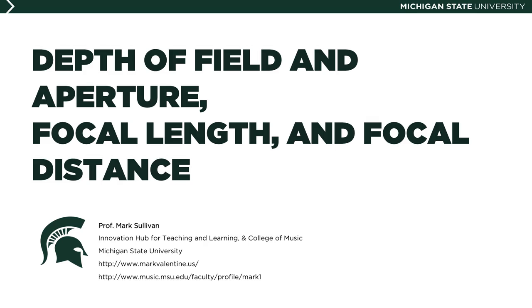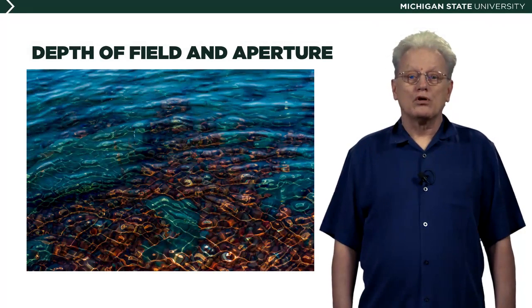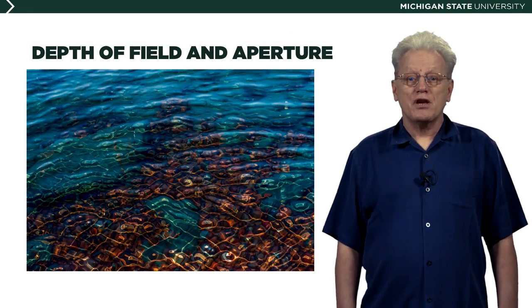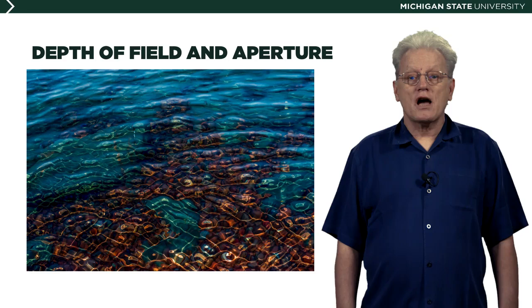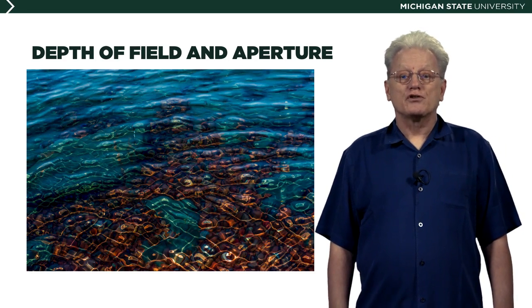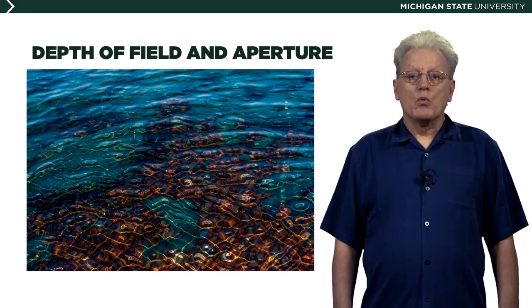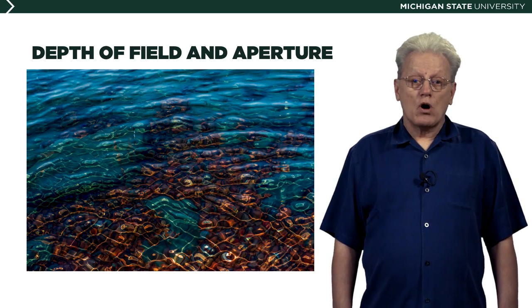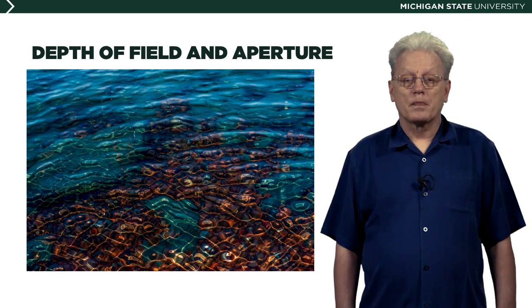Let's take a look at depth of field and aperture. How open or closed down the lens is has a major impact on the depth of field. The more the lens is closed down, the higher the f-stop number, the larger is the area of sharp focus, DOF. The more wide open the lens, small f-stop number, the smaller the area of sharp focus.